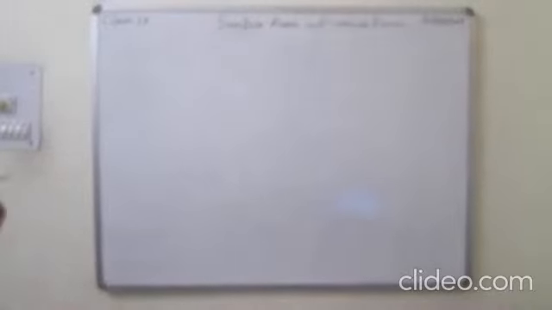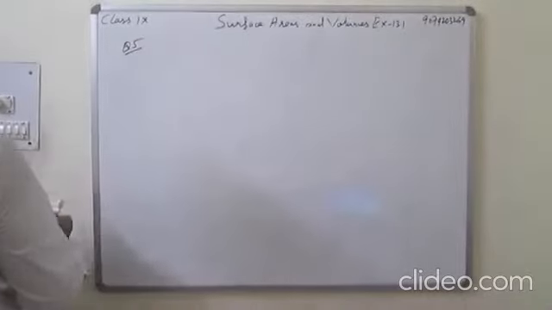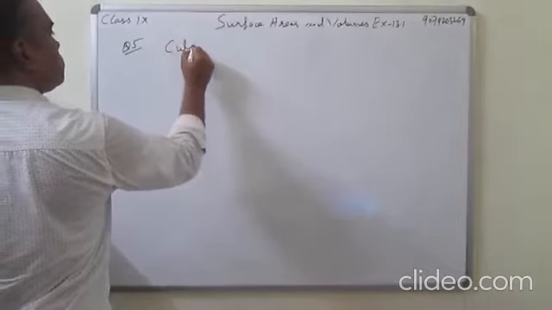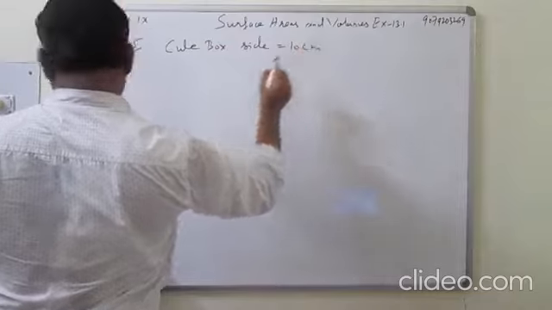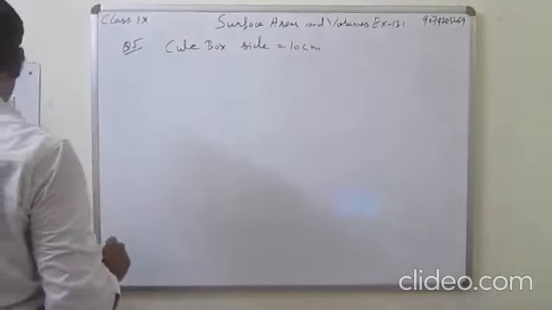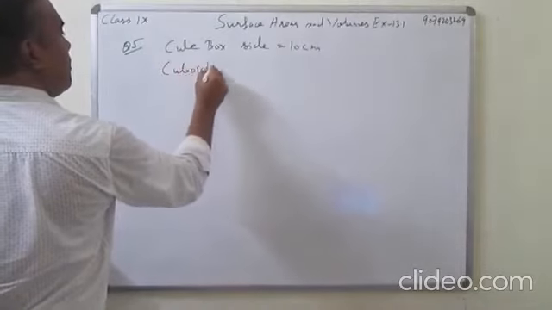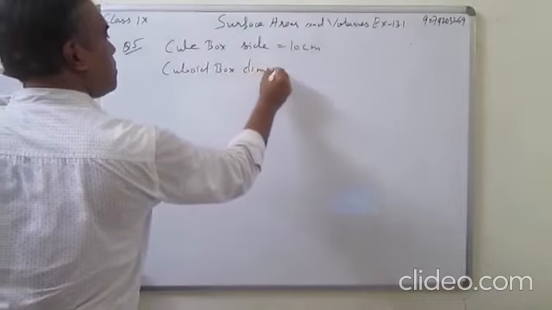Question 5. A cubical box has an edge, the side of the cube box is given as 10 centimeter, and the other is a cuboid box. The dimensions of the cuboid box are given to you.